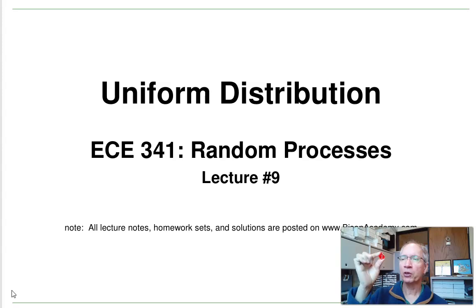When you think about a uniform distribution that's discrete, think about a six-sided die. When I roll it, I get the numbers 1 through 6. Each number has the same probability. That's a discrete uniform distribution.